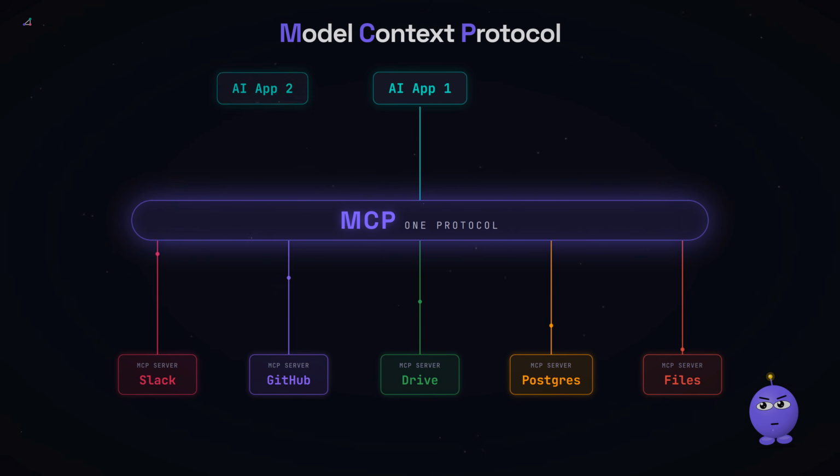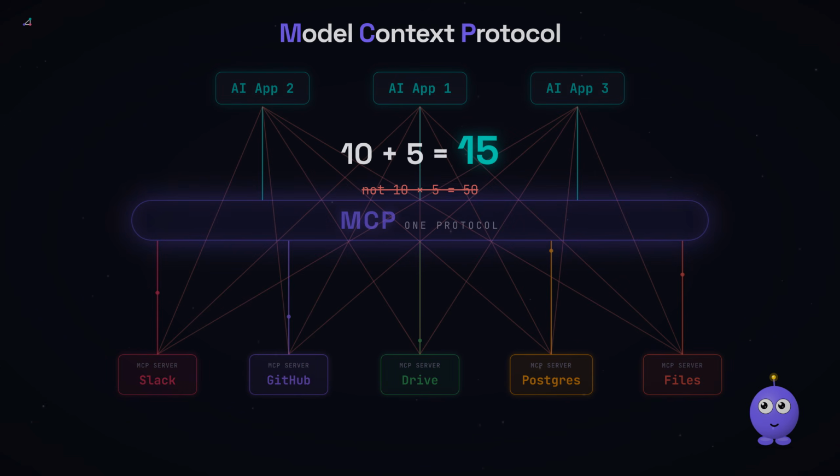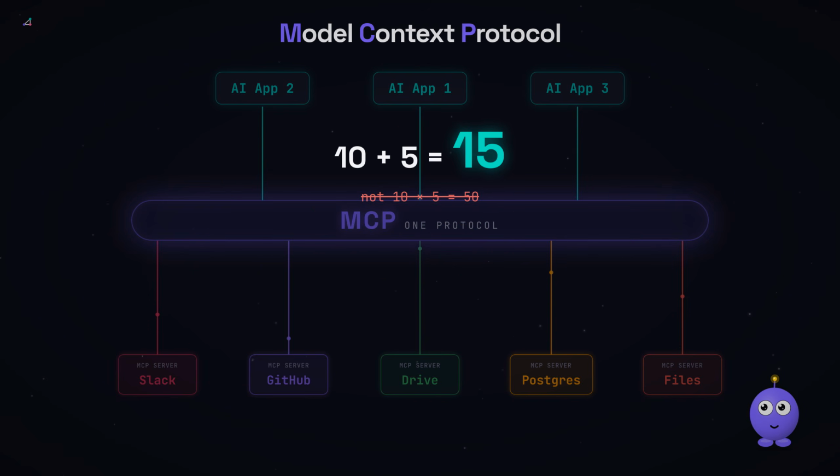Now a second app comes along. It doesn't rebuild those integrations. It just speaks MCP and connects to the same servers. A third app, same thing. Build the server once, and every app that speaks MCP can use it. 10 tools, 5 apps, that's 15 implementations, not 50.